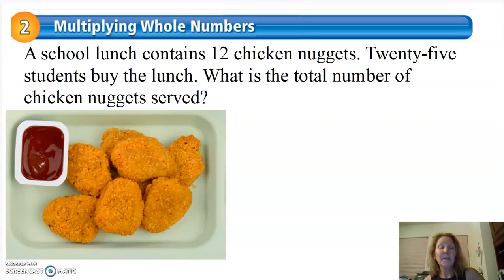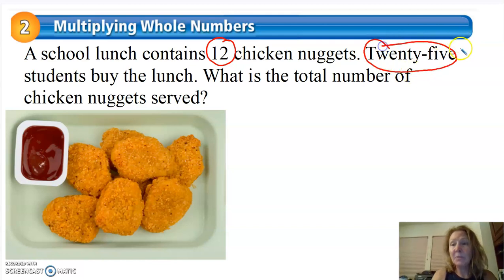All right, next. You notice the example says multiplying whole numbers. Let's see if it is about multiplying. A school lunch contains 12 chicken nuggets. I'm going to circle the 12. Oops, let's do that one again. 25 students buy the lunch. I'm going to circle that. I'm just going to put a 25 next to it because sometimes if numbers are written out in words, I like to see the number. What is the total number of chicken nuggets served?